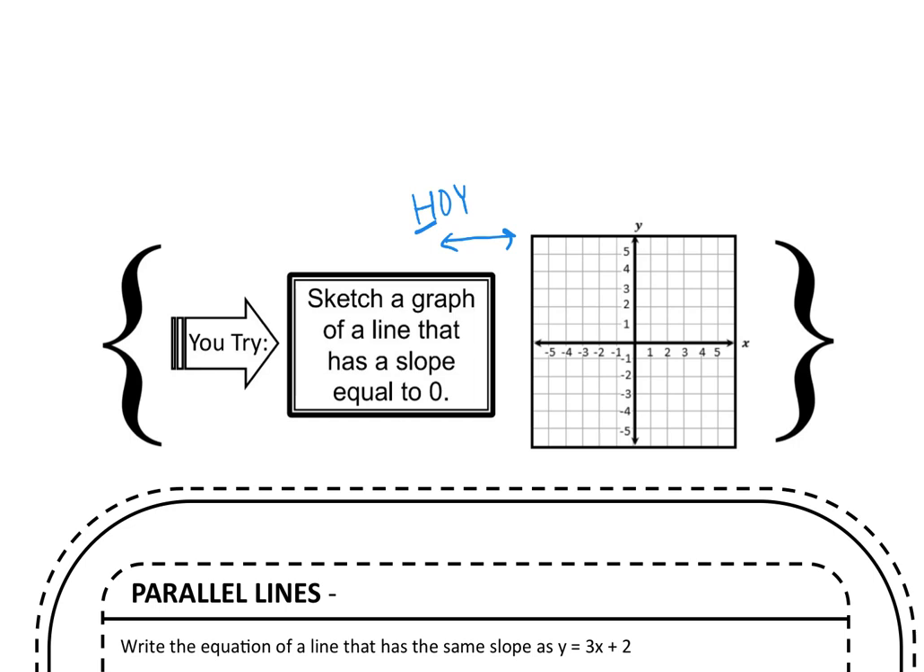Now, that's the only information they told us here, so it doesn't matter where on this graph your line goes. It just needs to be a horizontal line. So there's an option right there. Or you can draw it wherever you want to, as long as it's going left to right.